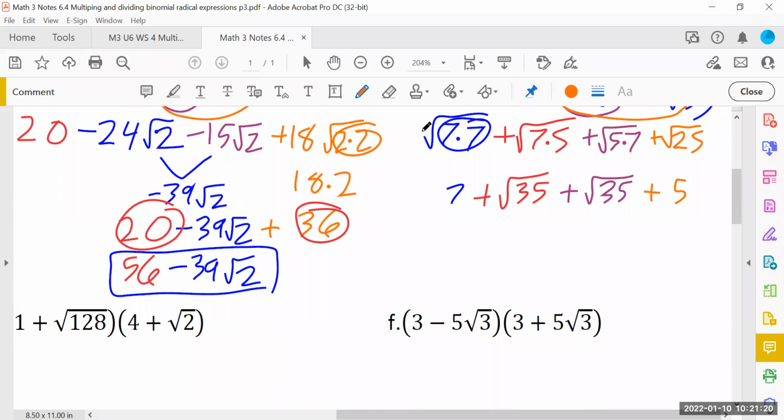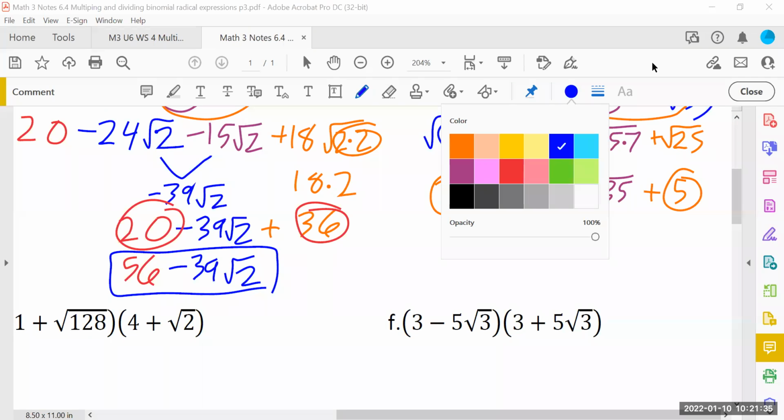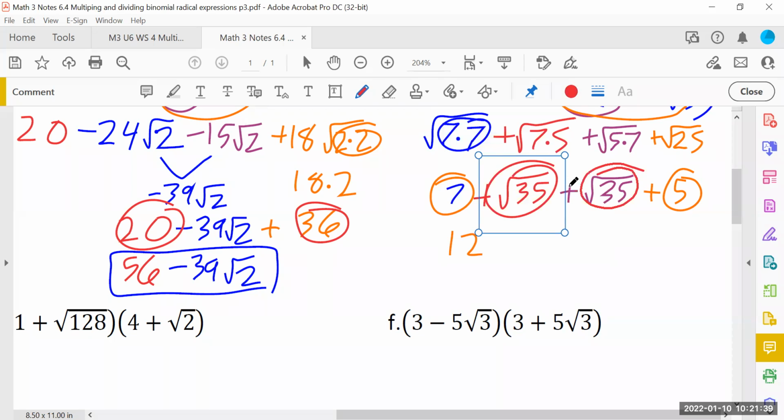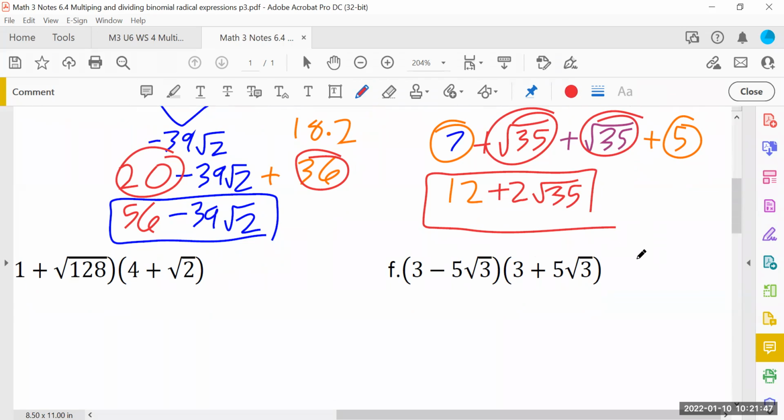Combine your like terms. We've got a 7 and a 5, which makes 12. And then how many square roots of 35 do I have? 2. One square root of 35 plus another square root of 35 makes 2 square roots of 35. Let's use a color that matches there. 35, 35, 2 square roots of 35. There's my answer.